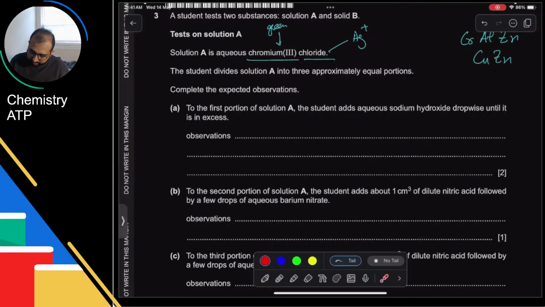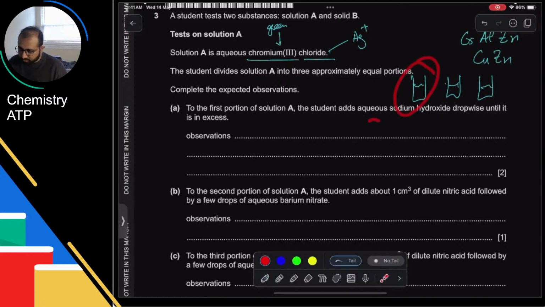Okay. To the first portion of solution A, what he's done is that he has 3 portions of solution A. So there's chromium chloride here, chromium chloride here, chromium chloride here. To the first portion of solution A, the student adds aqueous sodium hydroxide dropwise until it's in excess. So what are we gonna get? Chromium, green precipitate, and it dissolves in excess.